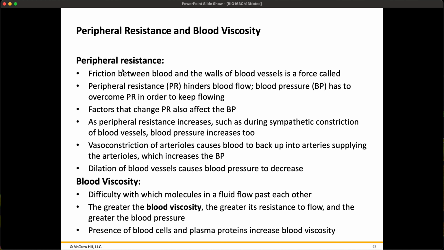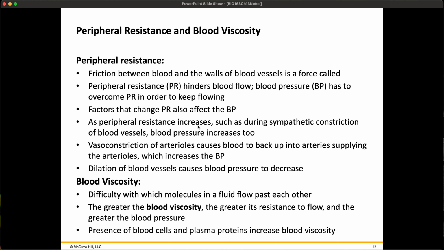Peripheral resistance. So peripheral resistance refers to the resistance of blood flow in your systemic vessels. So kind of out in the arteries and the veins of the body, how easily blood can flow through those. And the more vessels you have, that affects your peripheral resistance. So friction between blood and the walls of blood vessels. Peripheral resistance hinders blood flow, so blood pressure has to increase as peripheral resistance increases. So these are directly related. Factors that change peripheral resistance affect the blood pressure.